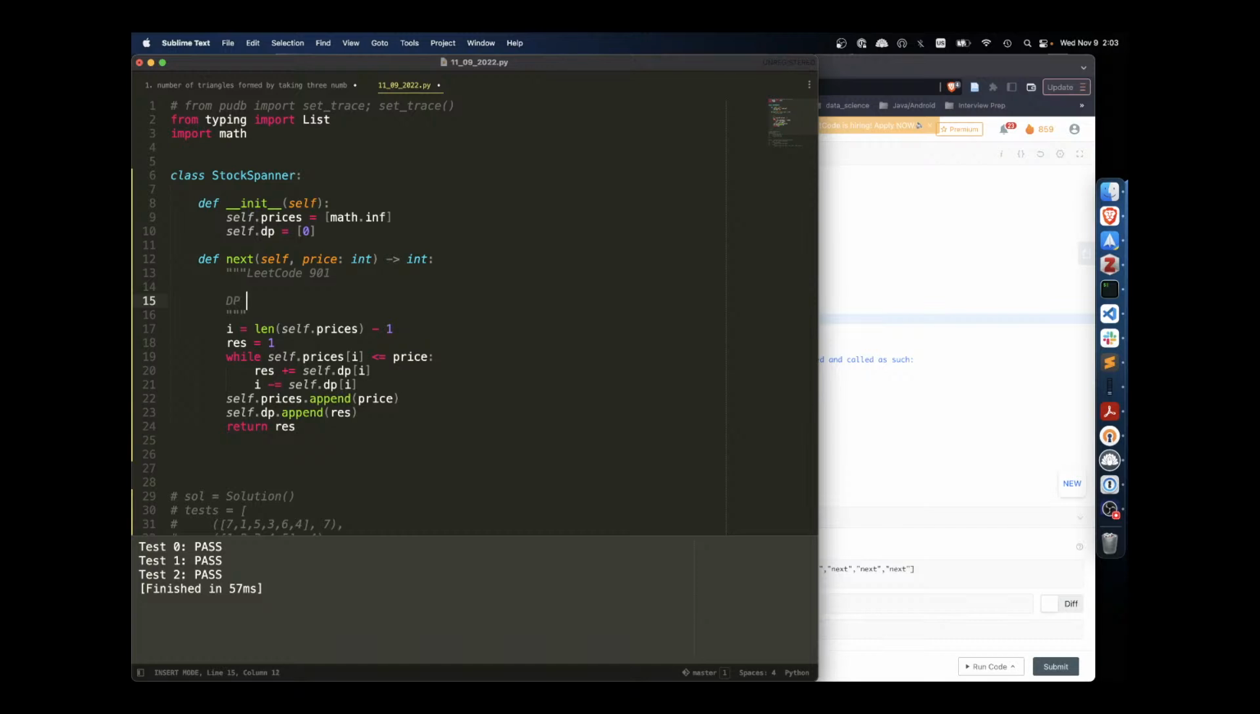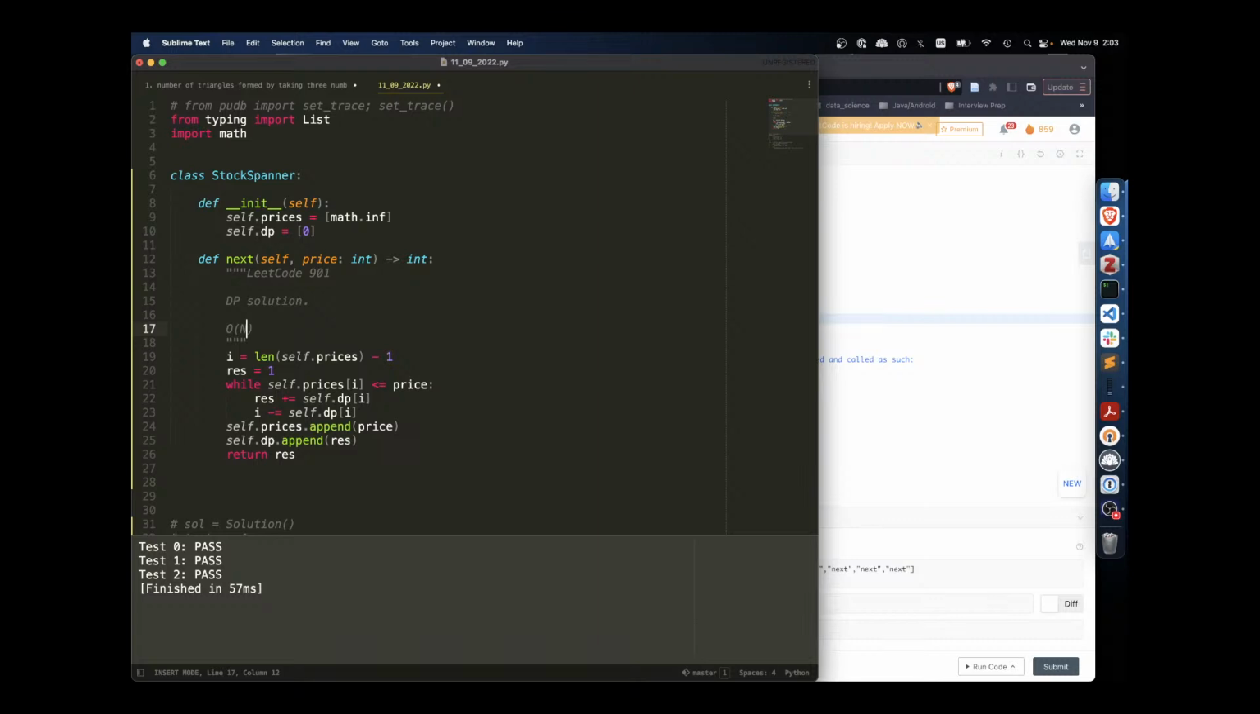DP solution. O(N). If it's like just go down, nah, I'll go up. Actually, what's the runtime? Oh, I don't know.